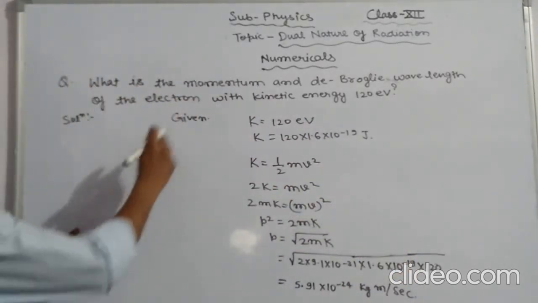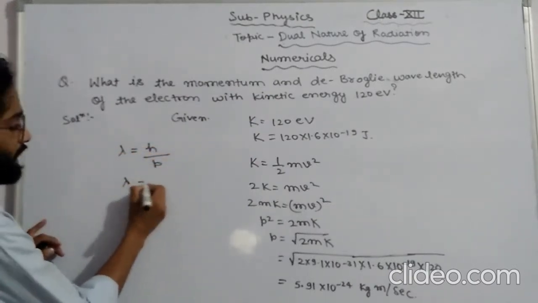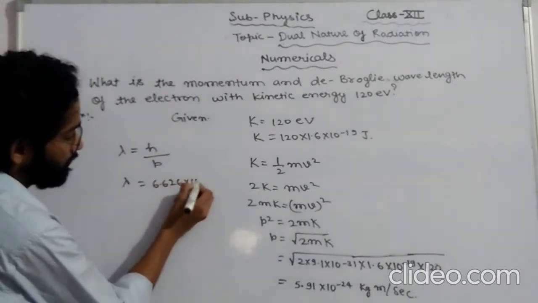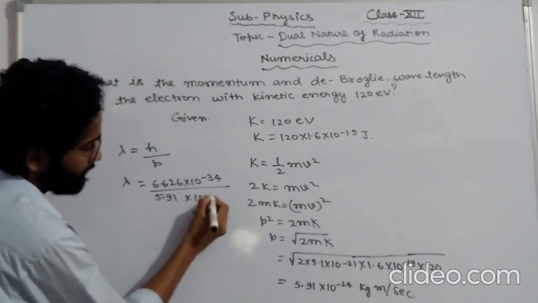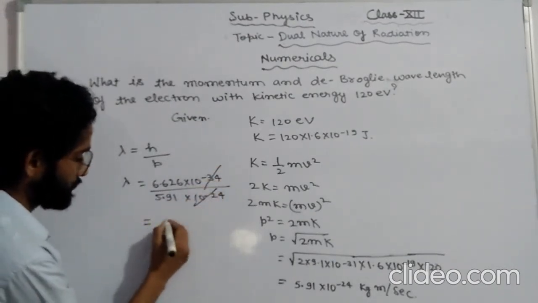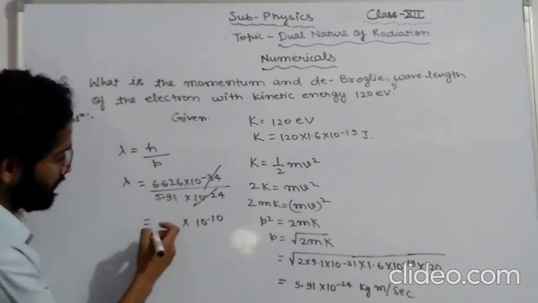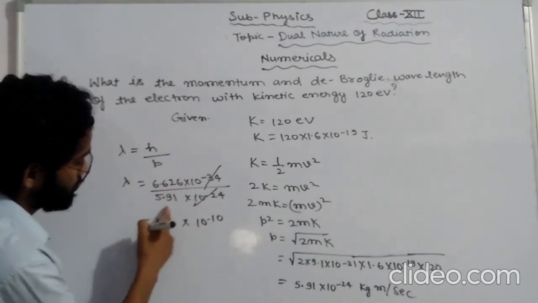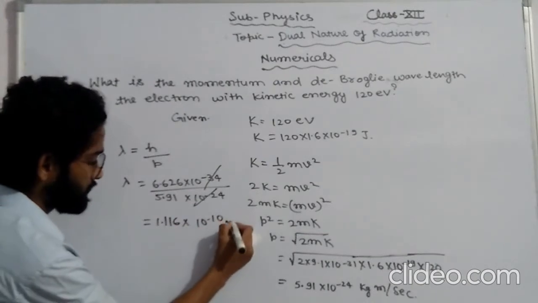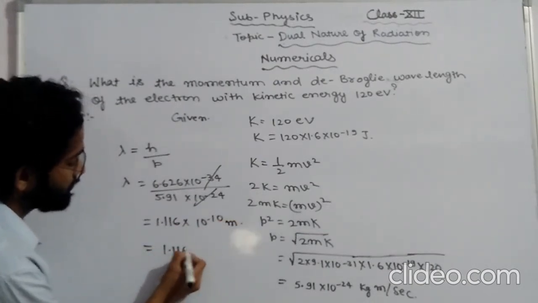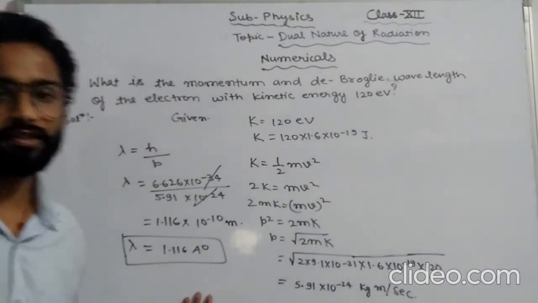Now, the next one is asking about the de Broglie wavelength. Lambda becomes h upon p, which is 6.626 into 10 power minus 34 upon 5.91 into 10 power minus 24. When we cut this, it becomes 10 power minus 10, and that becomes about 1.116 into 10 power minus 10 meter. This can also be written as 1.116 angstrom, as we know that 1 angstrom is equal to 10 power minus 10 meter.